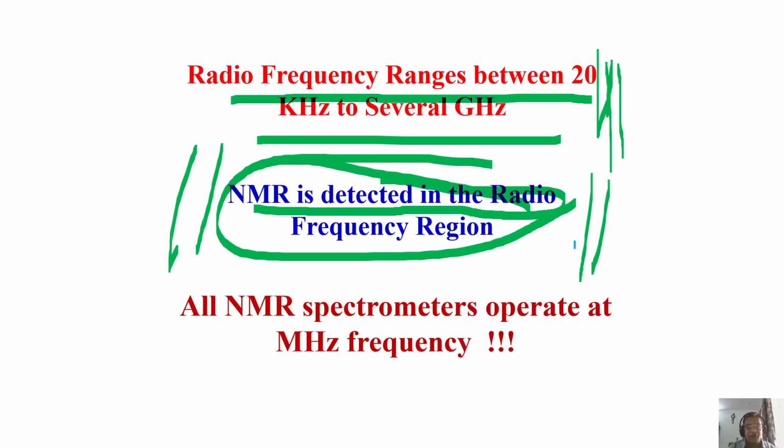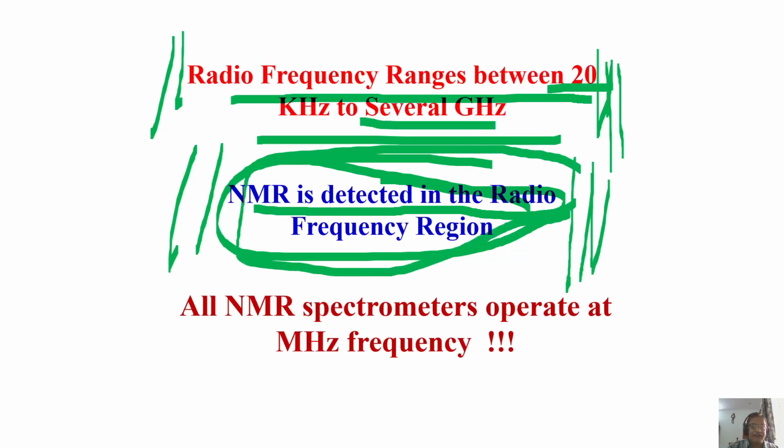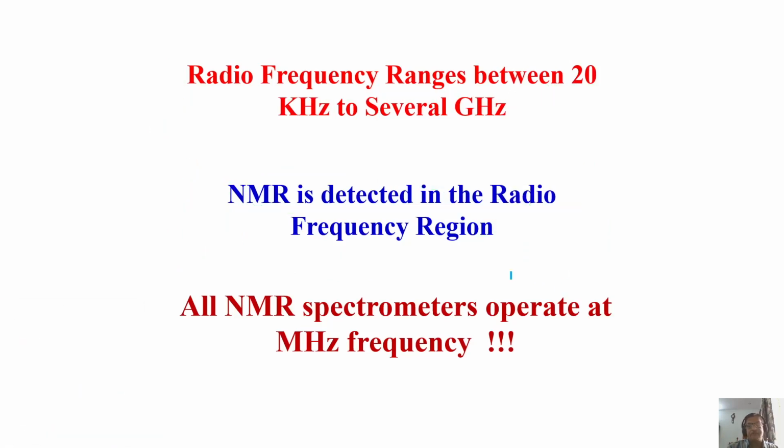I just wanted to show you, we calculated the resonating frequency for different nuclei for a set of magnetic fields, and we understood they all come in the megahertz frequency range. But in the electromagnetic spectrum, radio frequency ranges are all between 20 kilohertz and several gigahertz. As a consequence, I'll say NMR is always detected in the radio frequency region. There is no doubt about it. That means go to any NMR laboratory, all NMR spectrometers operate at megahertz frequency.